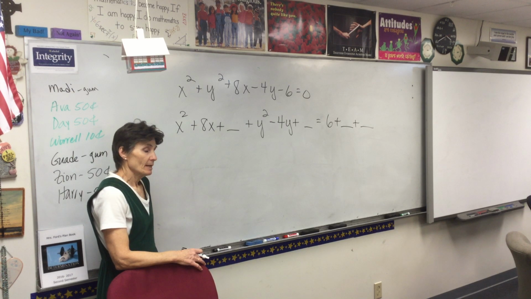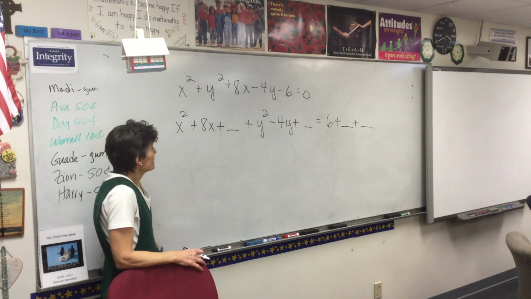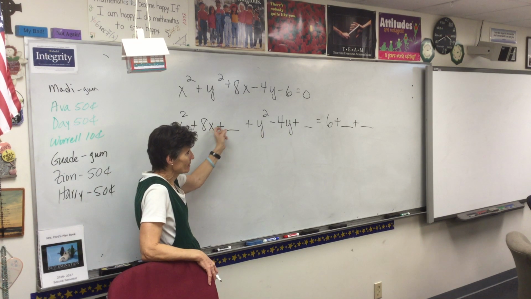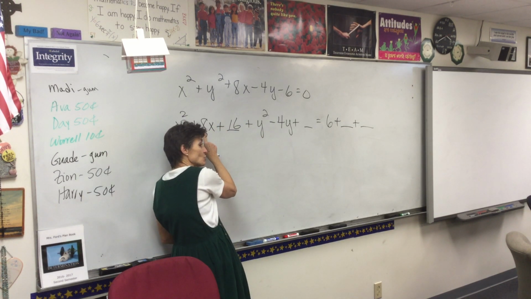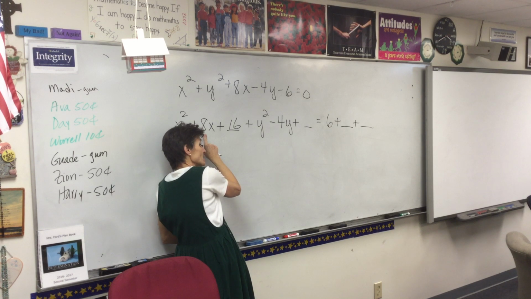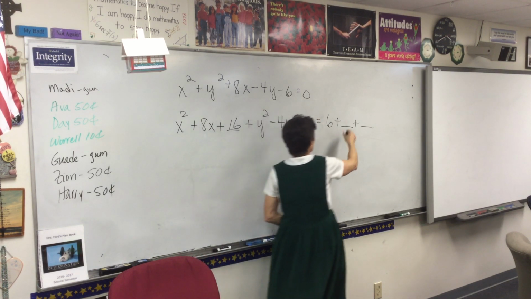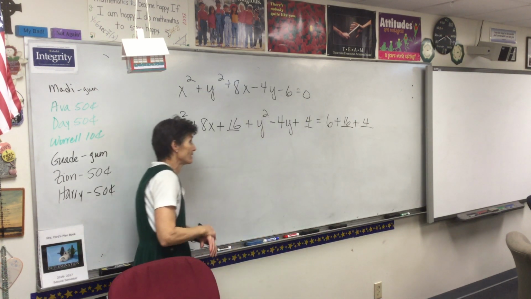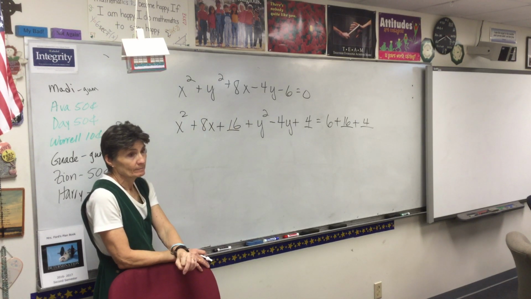16 and 4. Anybody besides Olivia know how to do this? It's going to be 16 and 4. Everybody gets 16 and 4. Because we take half of this and square it. So half of 8 is 4, squared is 16. Half of 4 is 2, squared is 4. Make sure you add both of those numbers to the other side, along with the 6 that you already moved over.